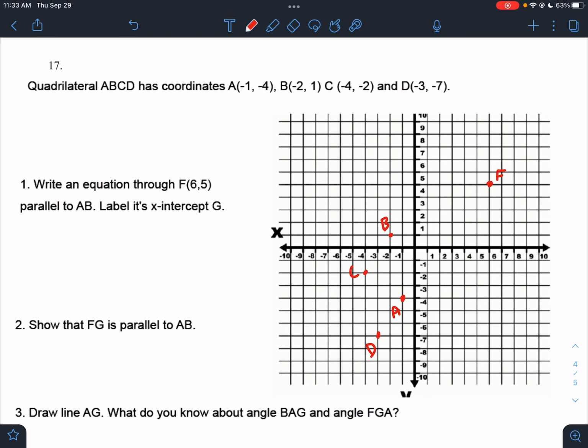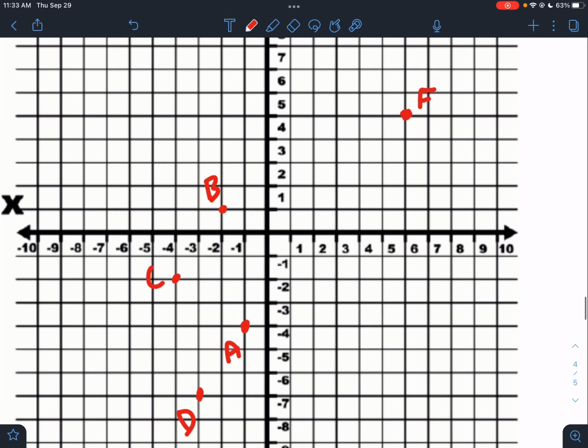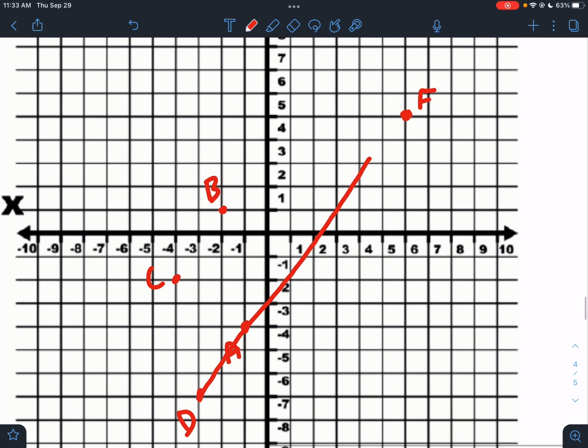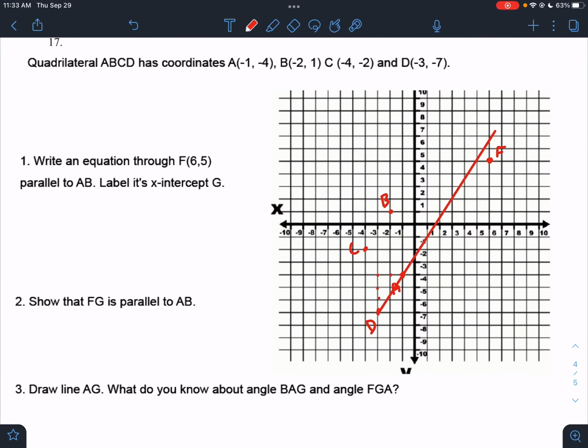Parallel to AB. So, like if we were to draw AB, it would look like this. So we want that slope. We need the slope of AB, right? If it's on the graph, you could just count it. That's 1, 2, 3, 1, 2. So we know the slope is 3/2. Okay. So A to B.